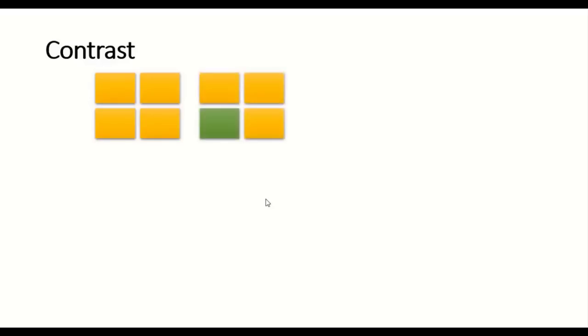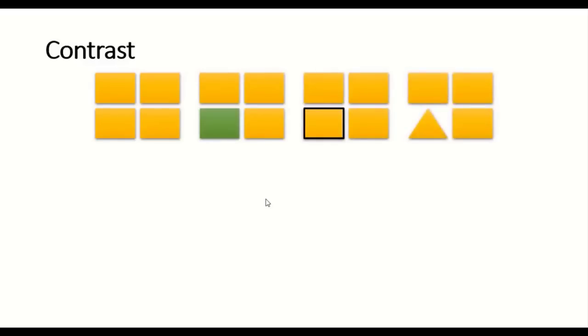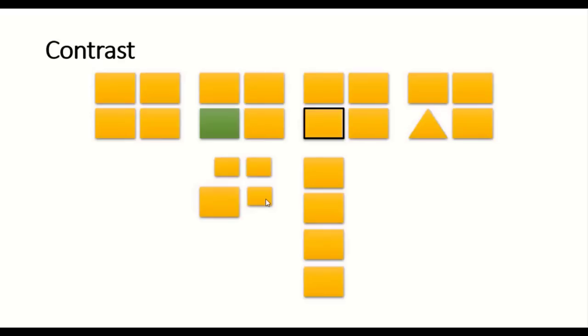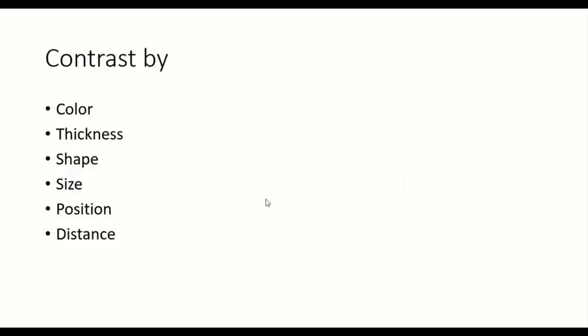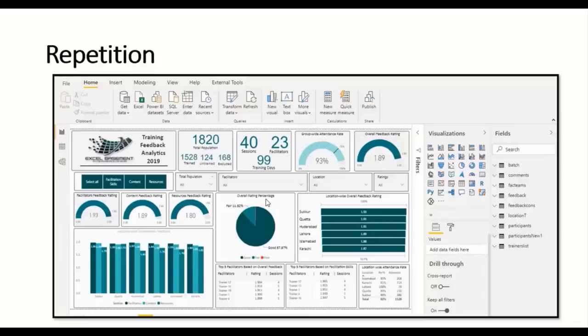So there are some techniques: changing the color, either create a border to that shape or object, change the shape, change the size, orientation, or the distance of the objects. So these are some of the techniques in which you can make an object a bit different so that it should be focused first when a user sees a dashboard. So contrast is related to a change in color, thickness, shape, size, position, and distance.